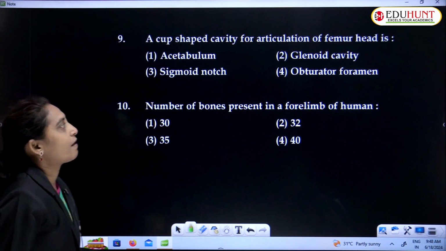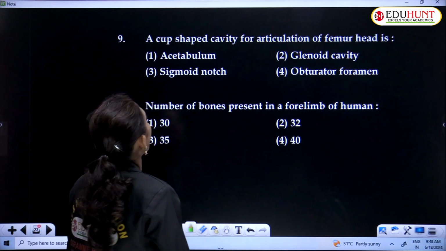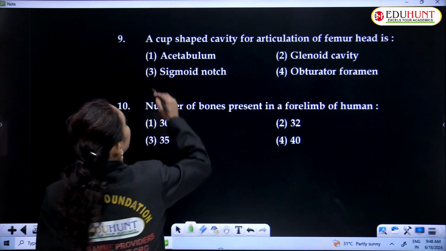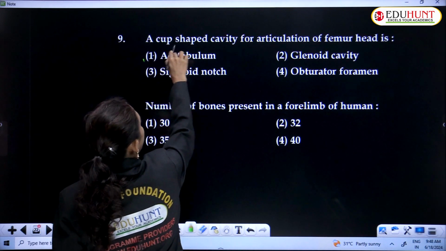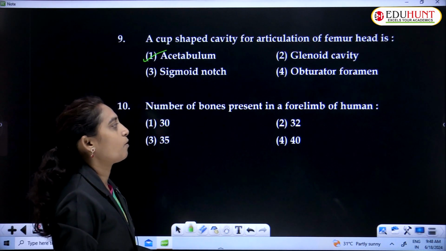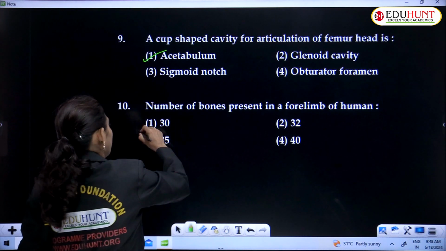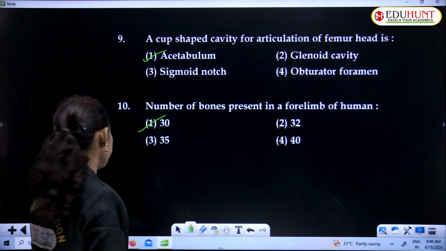A cup shaped cavity for articulation of the femur head is the acetabulum. Number of bones present in a forelimb of a human is 30.